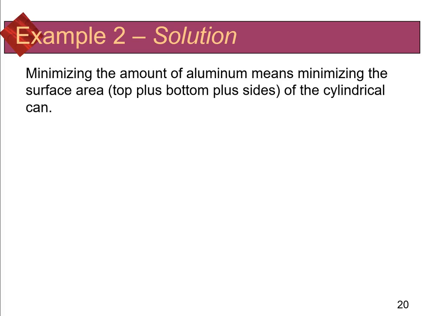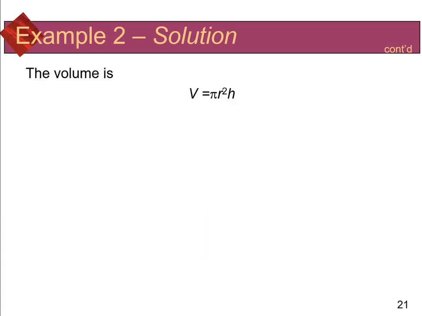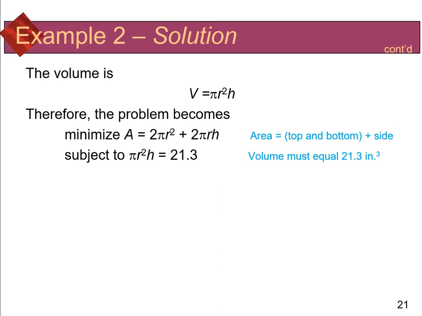So the surface area of a can, including the side and the two lids, the top and bottom, is going to be 2 pi r squared plus 2 pi r h. The volume is pi r squared h, and we know that's supposed to equal 21.3. So this area function here is our f of x, y. If I take this and subtract 21.3, set equal to 0, this is my g of x, y.